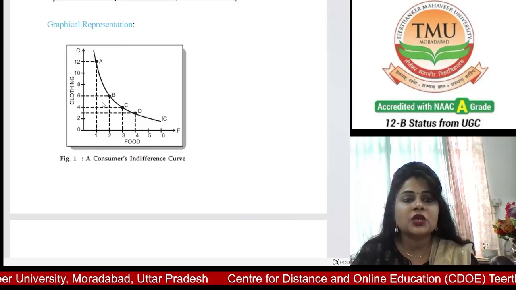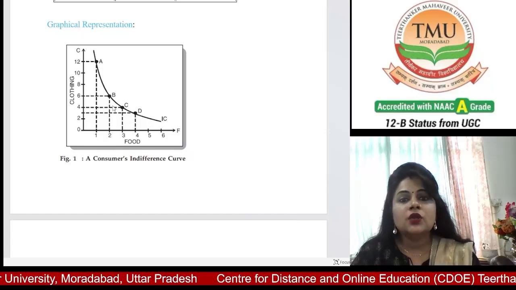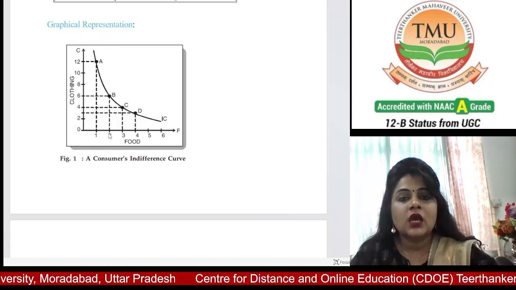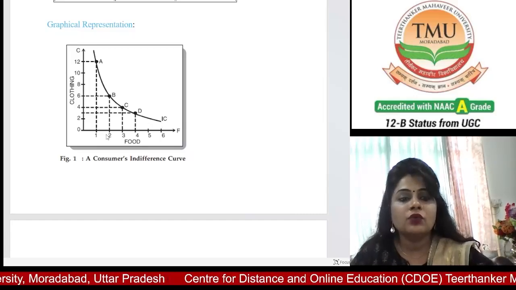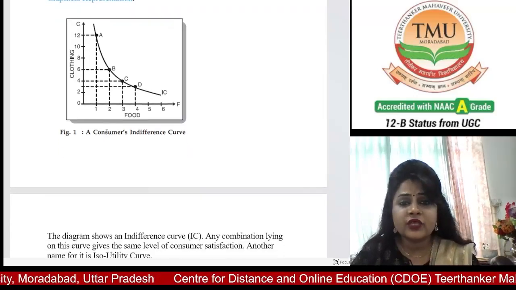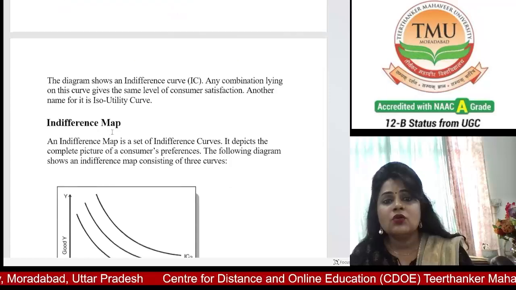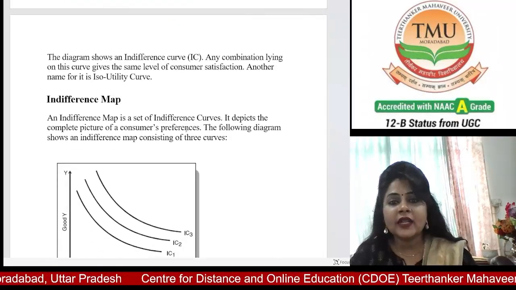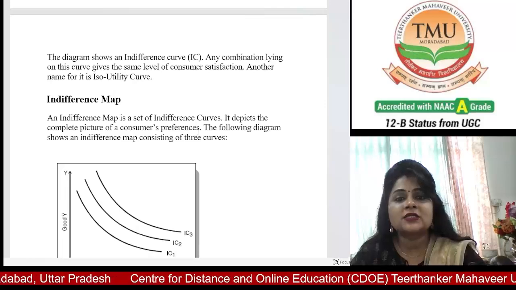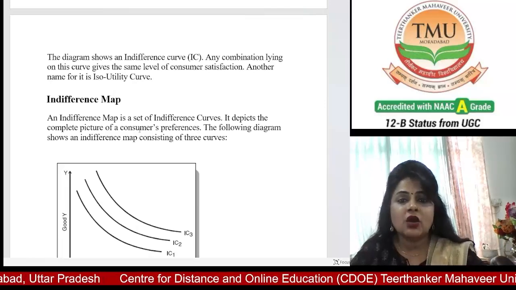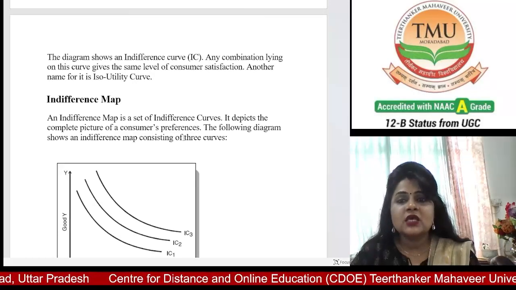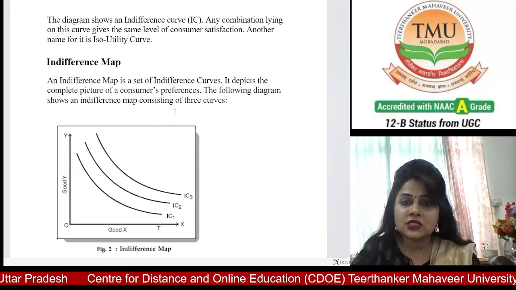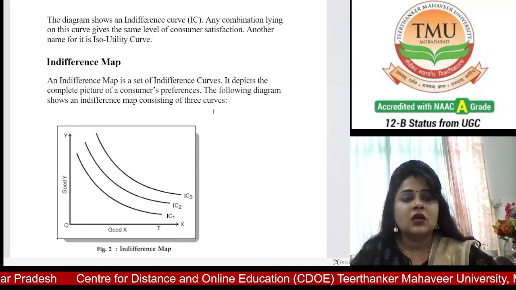And second combination, you can see 2 units of food and 6 units of clothing. I think now you have understood what is indifference curve. Now, what is indifference map? An indifference map is a set of indifference curves. It depicts the complete picture of a consumer's preferences. The following diagram shows an indifference map consisting of three curves.